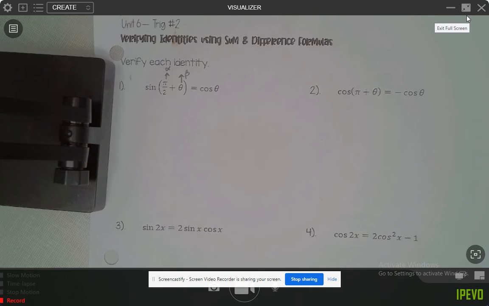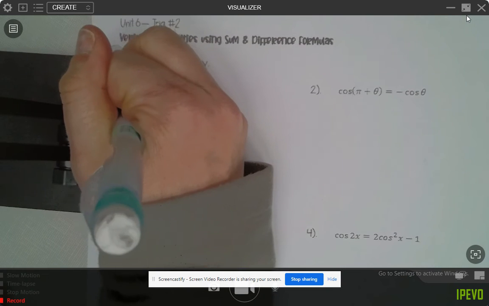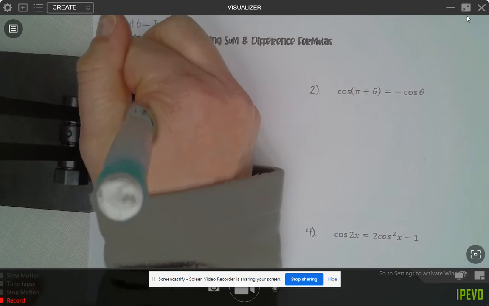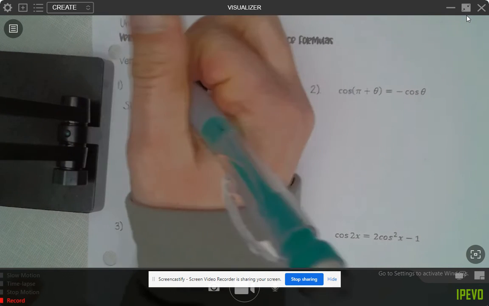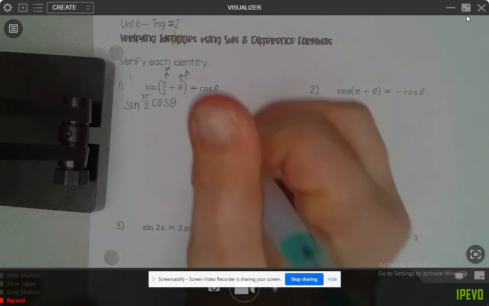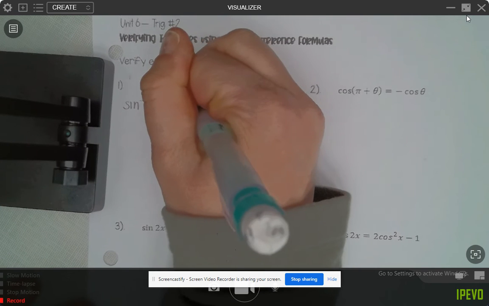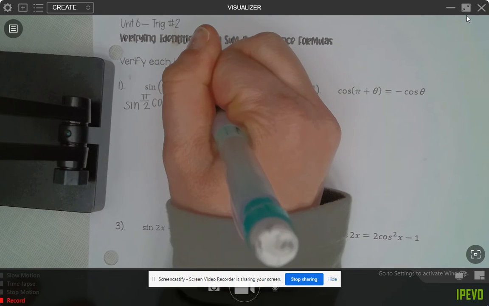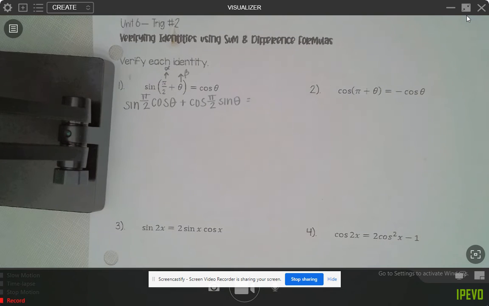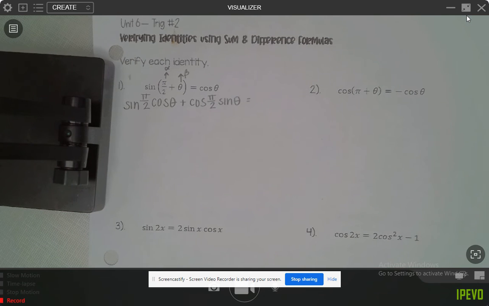It says the sine of alpha plus beta equals the sine of alpha, which is pi over 2, times the cosine of beta, which is theta, plus the cosine of alpha times the sine of beta. All I did is I used my sum formula. Yes? Are we okay with that?